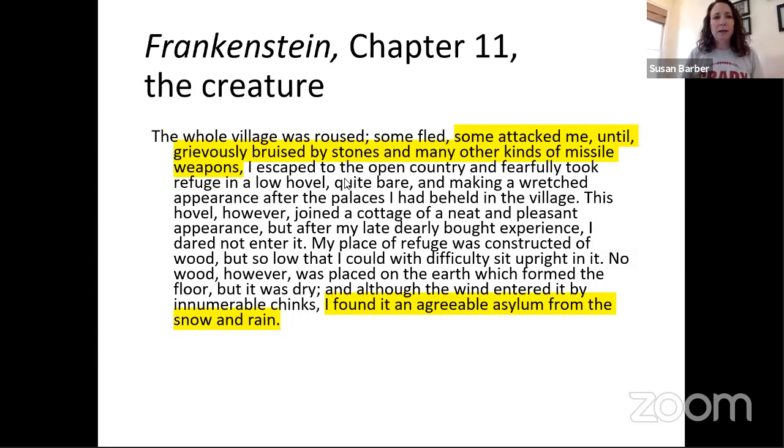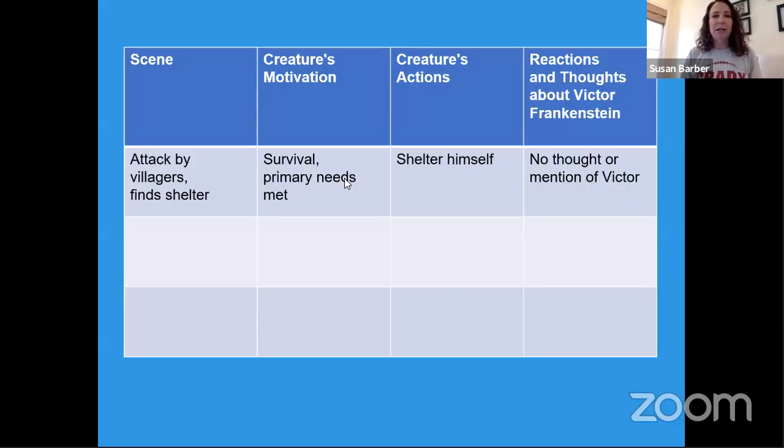So I created this system of thinking, a chart, to help me think through passages like this so I can look at his development. First of all, we're going to identify a scene. We're thinking about the creature. What are some significant scenes that cause me to question? I would put in the first scene where he's attacked and he finds shelter. His motivation here at the end is that he is just trying to have his primary needs met.